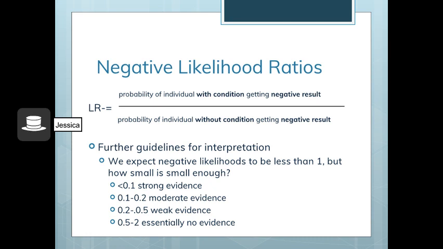So we expect negative likelihood ratios to be less than 1, but how small is small enough? If it's less than 0.1 or 1/10, it's strong evidence that you can rule out a diagnosis. If it's between 0.1 and 0.2, there's moderate evidence to rule out a diagnosis. If it's between 0.2 and 0.5, it's weak evidence to rule out a diagnosis. And then again, similar to what we saw with the positive likelihood ratios, if it's between 0.5 and 2, there's essentially no evidence that you can rule out a diagnosis.